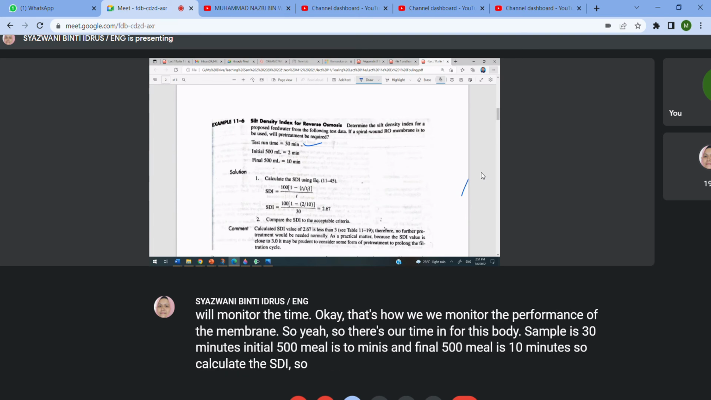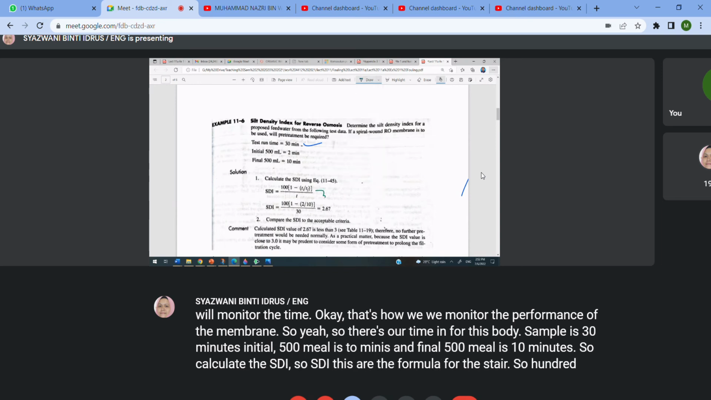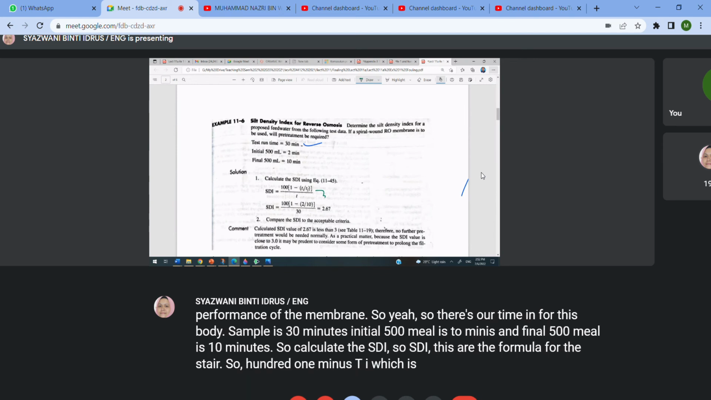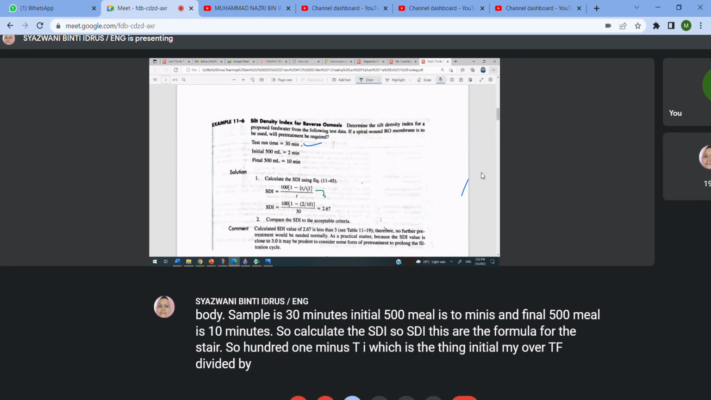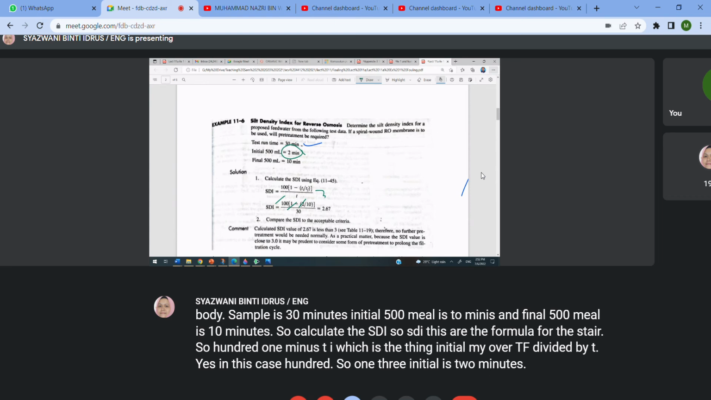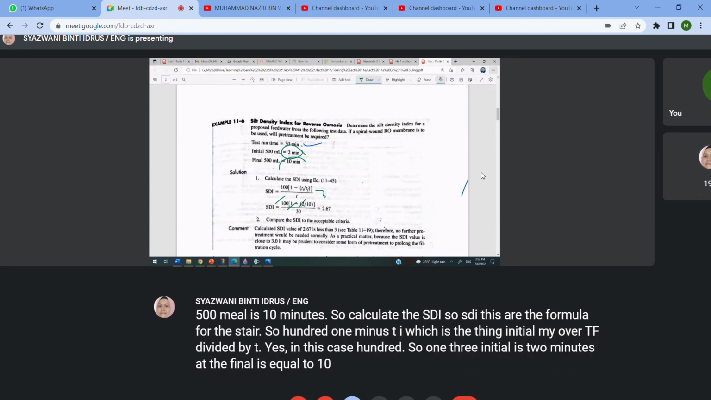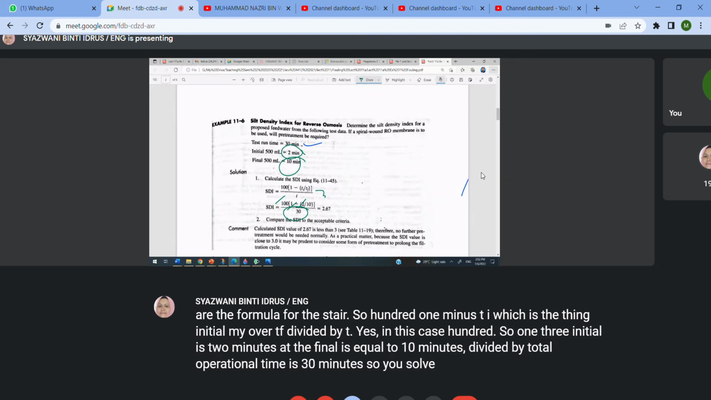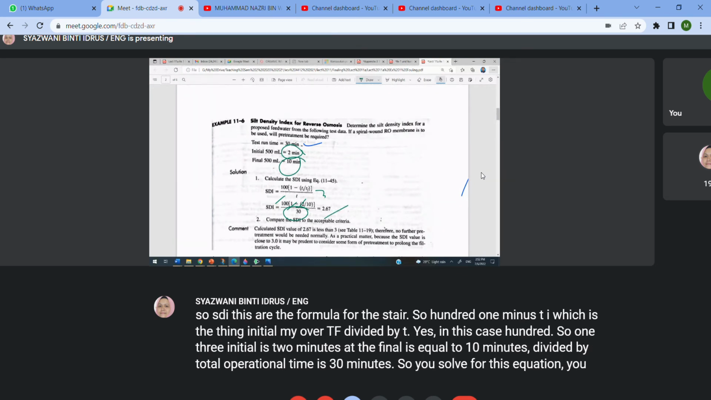So these are the formula for the SDI: 100 times (1 minus Ti over Tf) divided by T. In this case, T initial is 2 minutes, T final is 10 minutes, and the total operational time is 30 minutes. So you solve this equation, you will get 2.67.